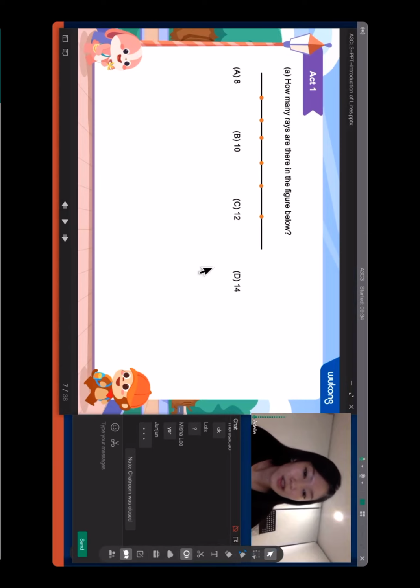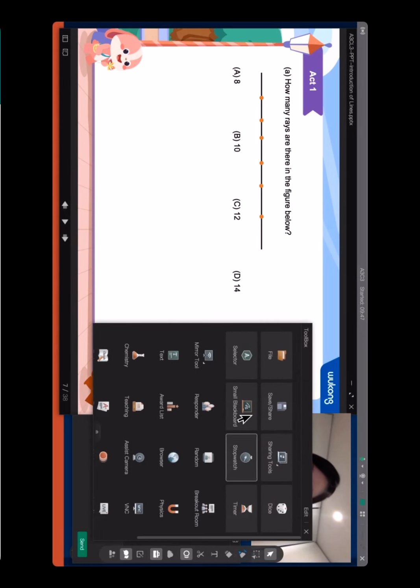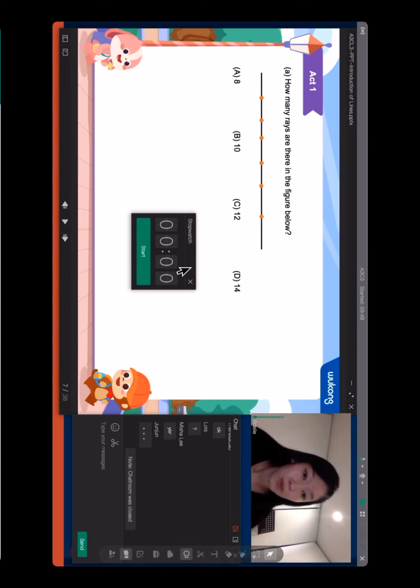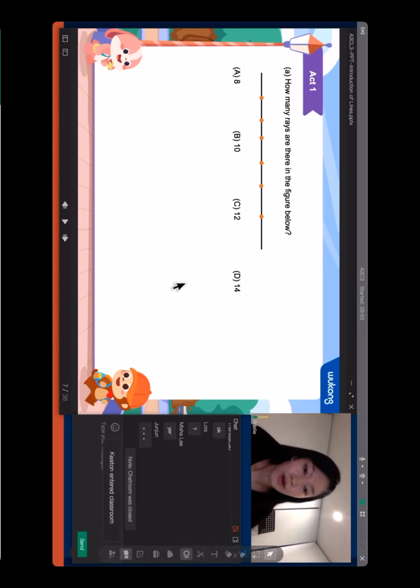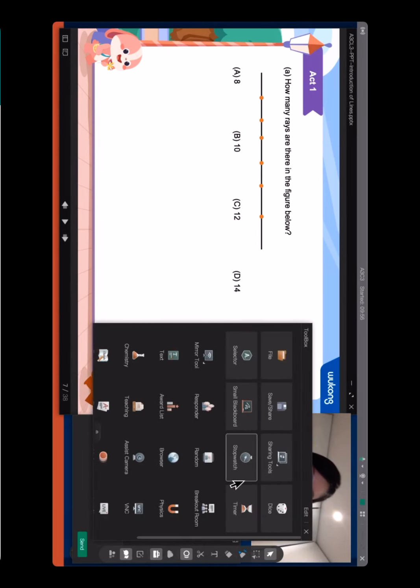So we'll move on to that first act question. So we'll have a look at this question. It asks you how many rays are there in the figure below. So I will give you 3 minutes to do this question, and I want you to remember that each endpoint will give us 2 rays. Yeah? So let's start the timer.